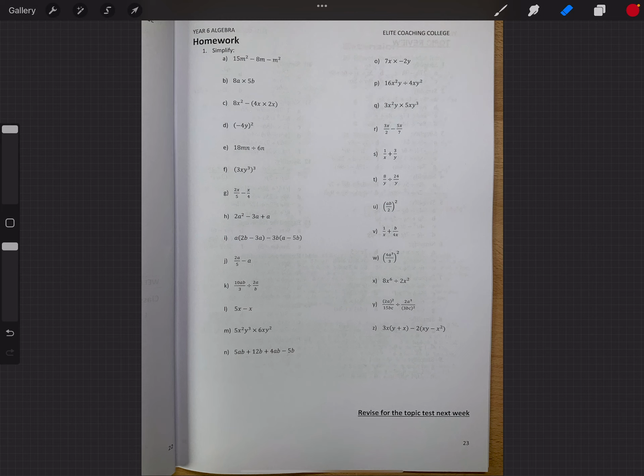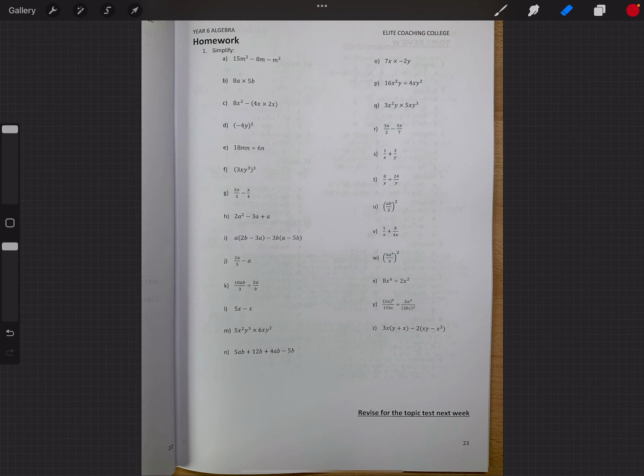Alright, question G. We want to minus this fraction, but they have different denominators, so we have to make them the same first. The lowest common multiple for 5 and 4 will be 20. So we can make them both out of 20. That was a minus question. To make the 5 into a 20, multiply by 4. So multiply the top by 4. That means 4 times 2x will give me 8x. And then the other one, we're going to multiply by 5, so times this by 5, and I'm going to get 5x. So 8x minus 5x is 3x. 3x on 20.